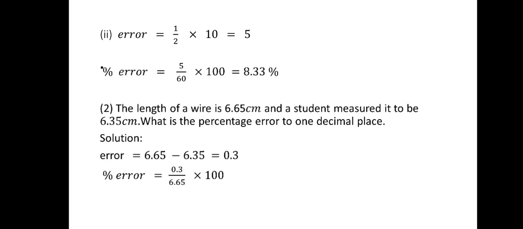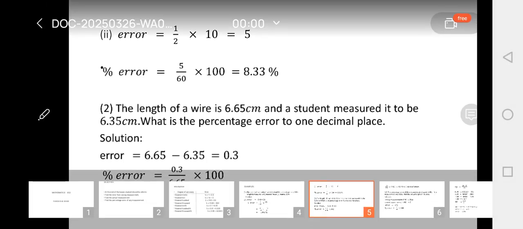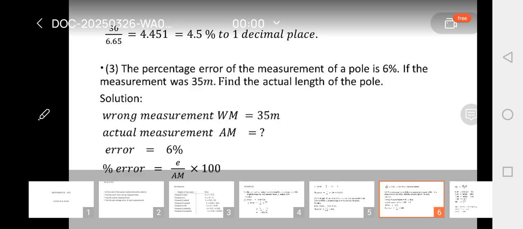The percentage error, now remember, is error over actual measurement times 100 over 1. Now, when you do that, you now have 30 over 6.65, which equals 4.451. And this correct to one decimal place will give you 4.5%.